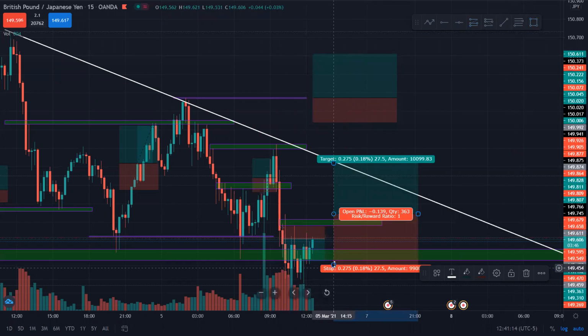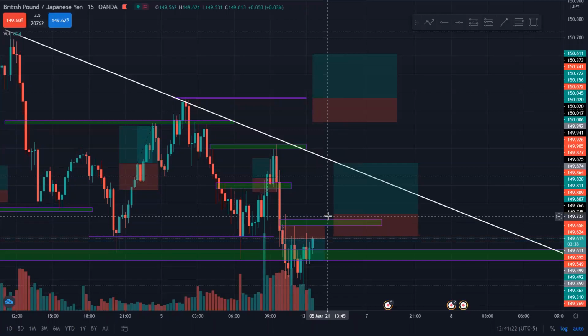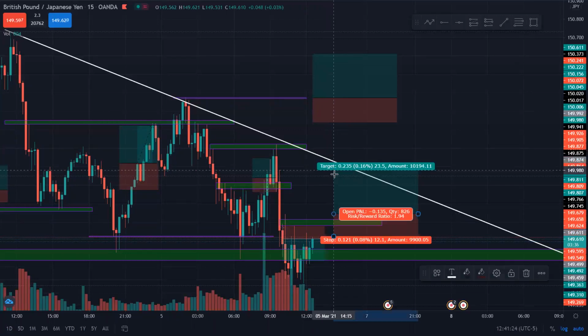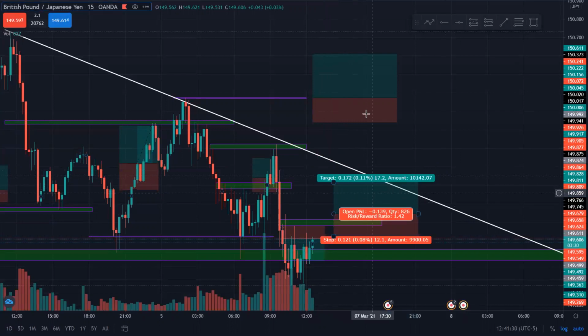I would enter here because look what might happen here. Put my stops right there at this level. You can see that the market respected it, and it's below this level too. So I would enter here, and our target probably around this level right here. So that's a 1.42 to 1. That's 17 pips. I'm risking 12.